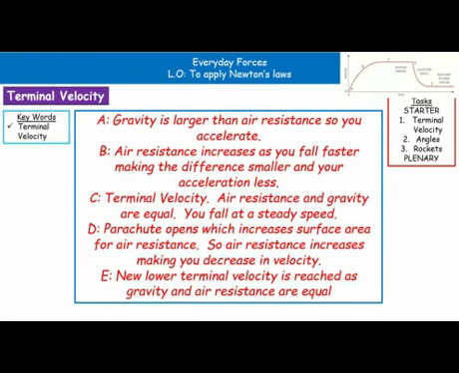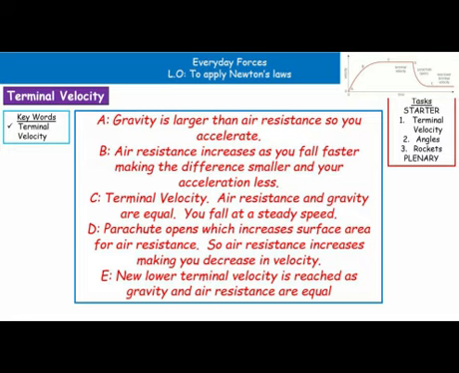Let's double check that we've managed to get those correct explanations written in then. So at point A, what we've got is gravity is a larger force than air resistance, and so we will be accelerating. So you could have phrased that as we will accelerate because gravity is a larger force than air resistance, or you could have gone with the explanation and said what the effect is.